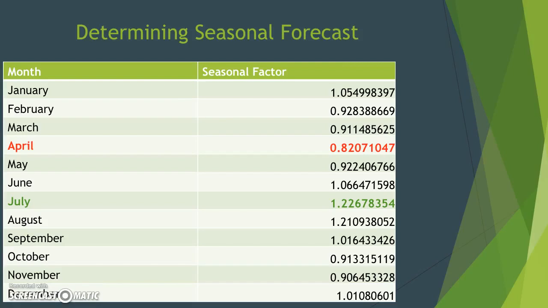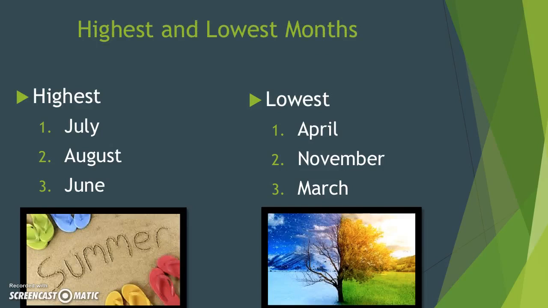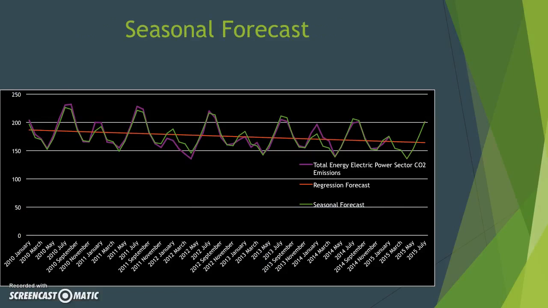So I got some seasonal factors to determine my seasonal forecast. Just right away, I noticed that April was the lowest and July was the highest. So the highest and lowest months. So using the forecasted data, the highest months were July, August, and June, so in the summertime, and the lowest was in the winter and spring, so April, November, and March.